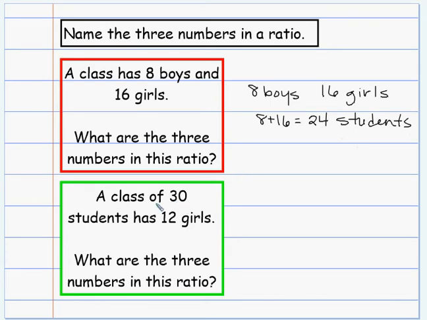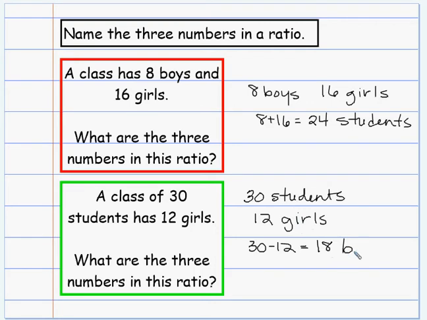Another example: a class of 30 students has 12 girls. What are the 3 numbers in this ratio? So we have 30 students, we have 12 girls, and this is where you need to look at this and say, do I know the total? If you know the total, then you have to subtract. Up here we didn't know the total, and so we had to add. So the other number would be 30 minus 12, which is 18. And then can you figure out what the other people would be if they're not girls? They have to be boys.